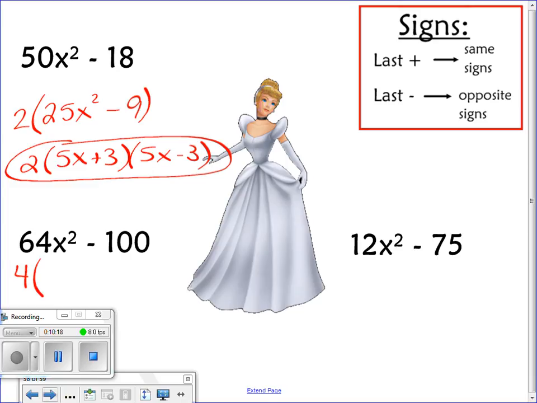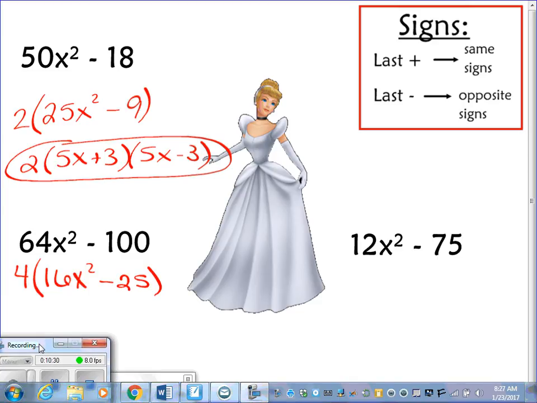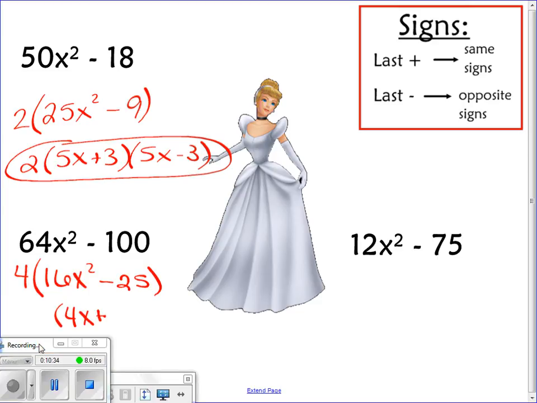What's 64 divided by 4? 16x squared. 100 divided by 4? 25. Now how does it factor? 4x plus 5, 4x minus 5. And don't forget your baby brother.